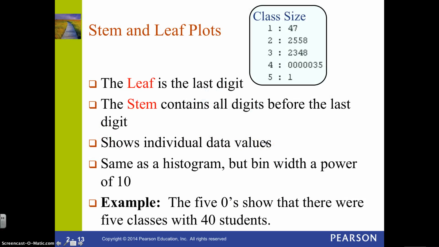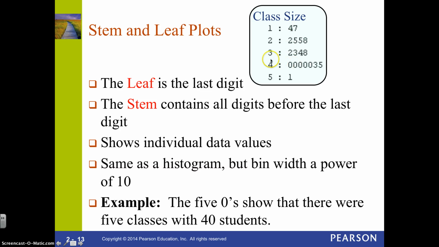Okay, so as we continue in section 2.1 about some graphs of numerical data, we're going to talk about the stem and leaf plot. This is probably the least used of all the different types of graphs. The idea behind a stem and leaf plot is you put the beginning of the numbers here, and these are called the stems, and the end of the numbers are called the leaves.